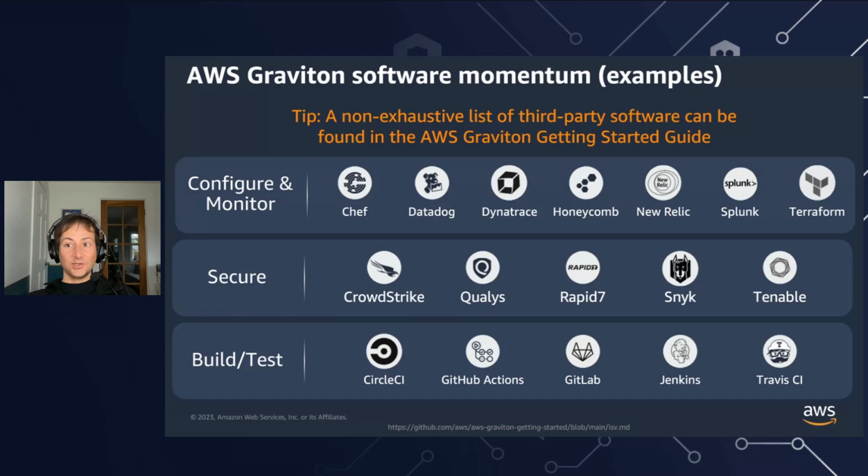In the security realm, CrowdStrike was the first security vendor to adopt Graviton-based instances. We have Qualys support, Rapid7, and more than I can list on that slide. In the CI/CD space, there's also support from a lot of vendors like CircleCI, GitHub Actions, GitLab, Jenkins, or Travis CI.